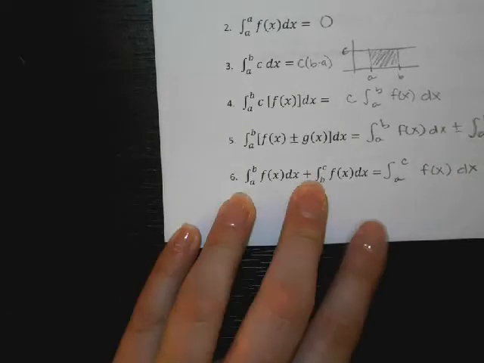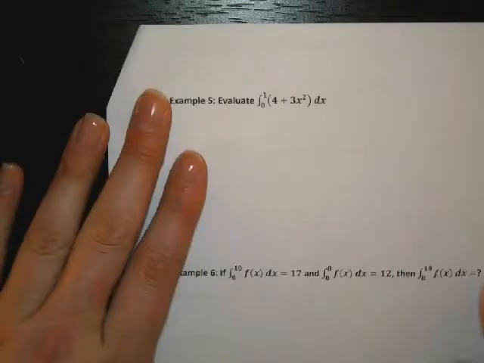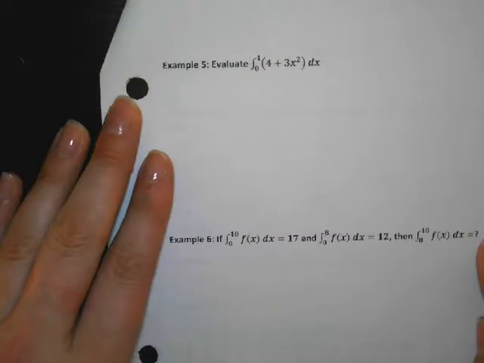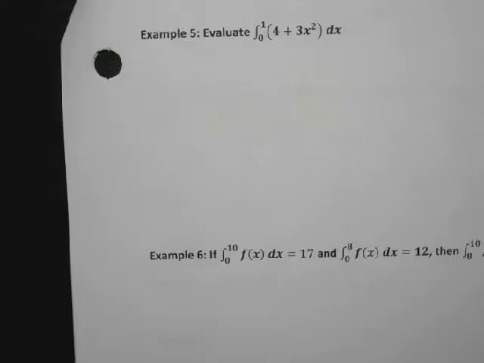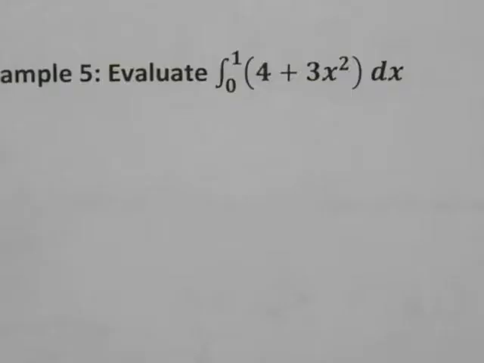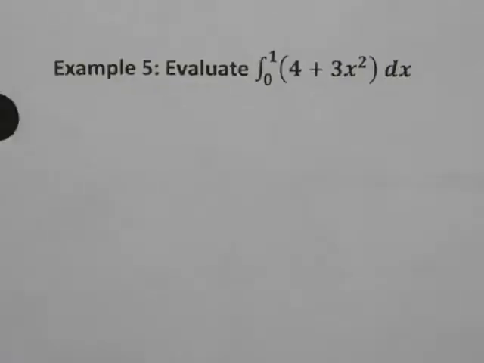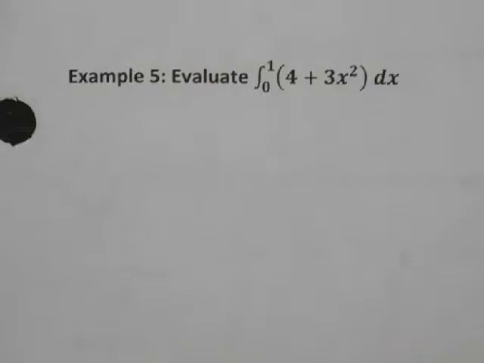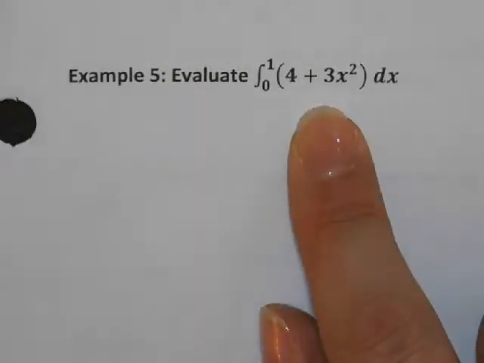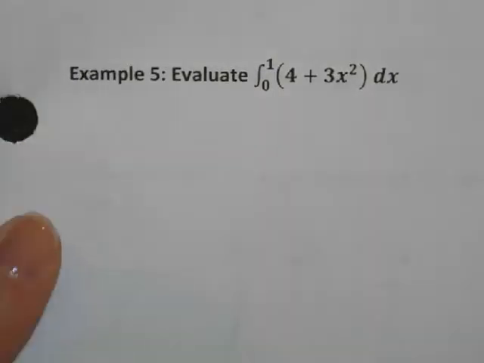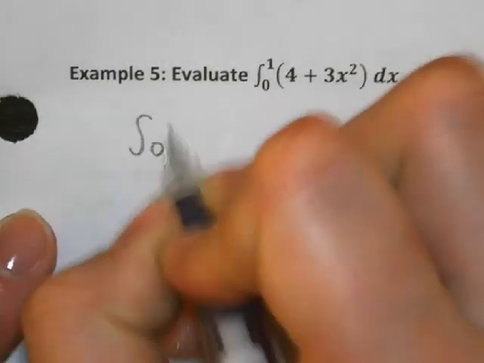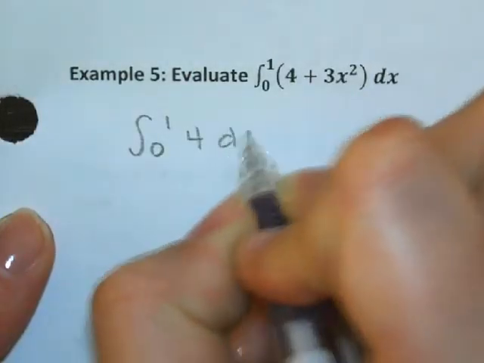We have 2 examples left. Example 5 says to evaluate this function from 0 to 1. So what we're actually going to do is use 3 different properties at the same time to split this apart and make pieces that we can work with. So I'm going to say we have from 0 to 1 of 4 dx.